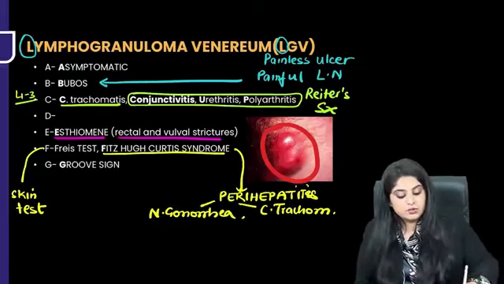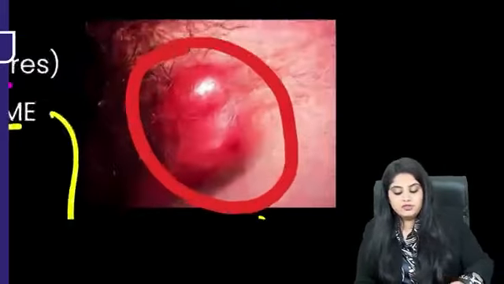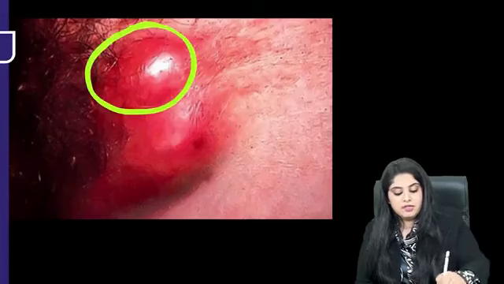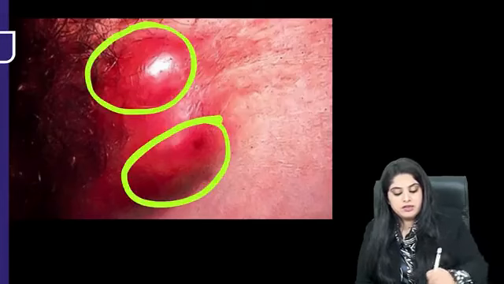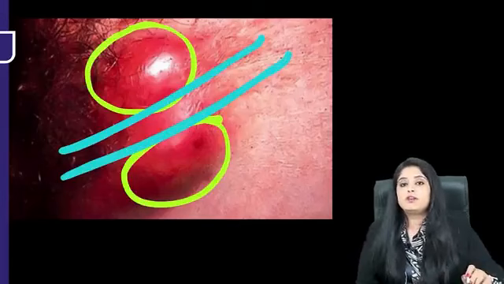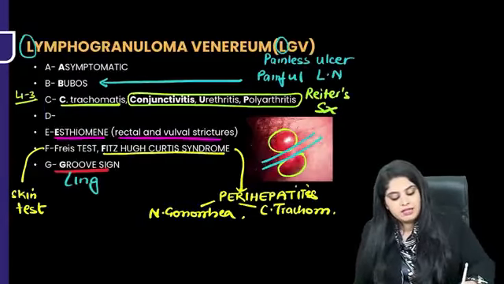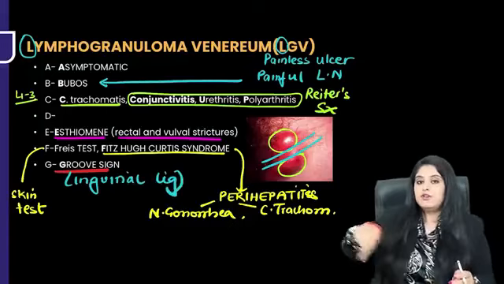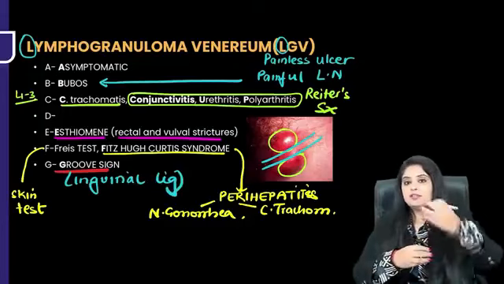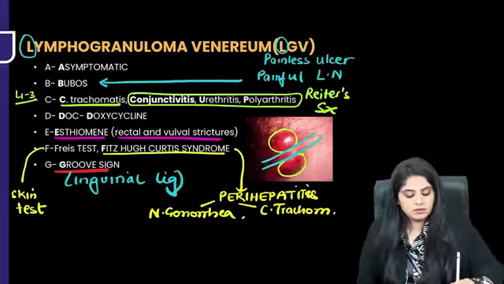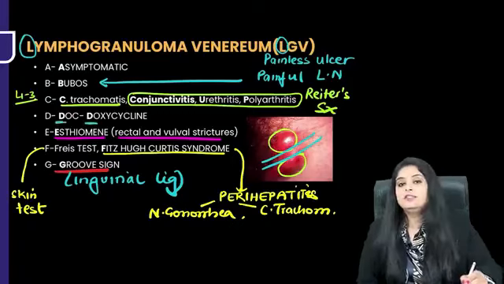Finally, with G, it shows you a groove sign, which is so beautifully seen here. You will appreciate that there are lymph nodes on one side and lymph nodes on the other side, and there is a gaddha, a depression, in the center. Groove stands for gaddha. That groove is basically made by the inguinal ligament, so the lymph nodes are separated by the inguinal ligament. Also tell the treatment. Treatment is going to be the drug of choice, doxycycline.